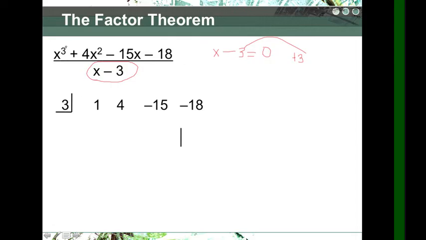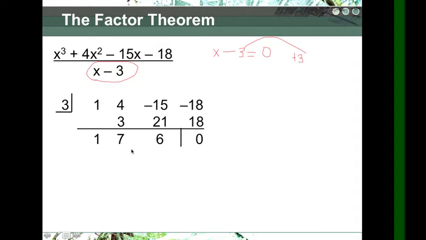For x cubed, the numerical coefficient is 1. For x squared it is 4, for negative 15x it is negative 15, and then negative 18. In this portion, we have no problem with the variables because the terms are complete: 3, 2, 1. First thing to do, using synthetic division, we have 1, then 7, 6, and then 0. So we have one factor now, that is x minus 3.